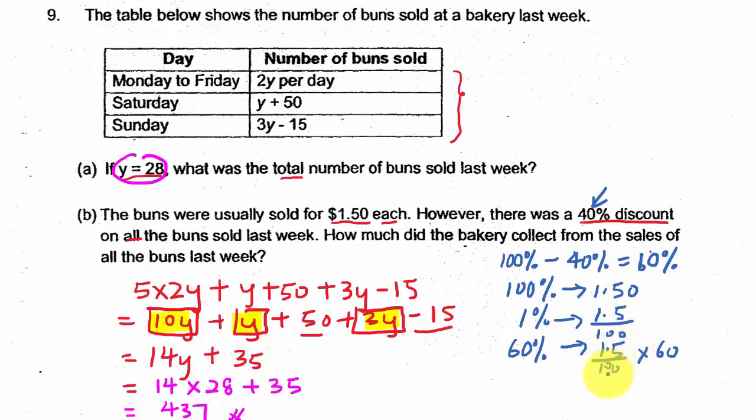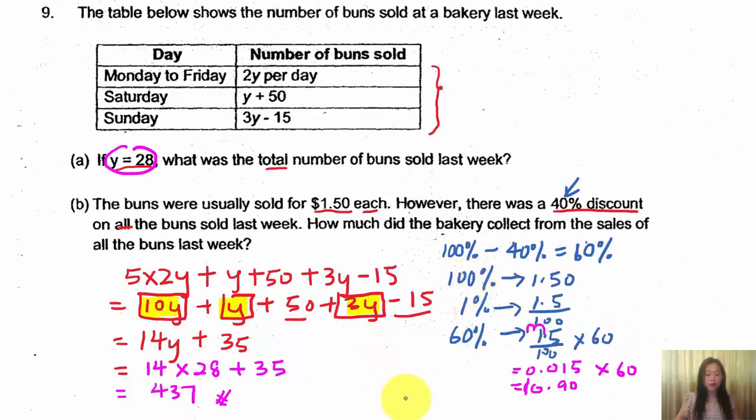Notice that there are 2 zeros here, so actually the decimal point moved to the left by 2 places. So it's actually 0.015 multiplied by 60, and this is actually 90 cents. So if the bakery sold all the buns, they would have sold 437 buns.